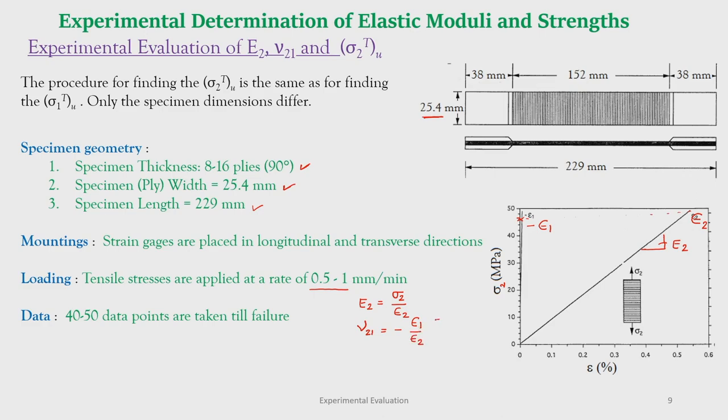I think we have defined the major and minor Poisson's ratio already, because in this case only sigma 2 is acting. And at failure, we also get the transverse tensile strength. Again, for a typical graphite epoxy lamina, say E2 is of the order of 10 gigapascal, nu 21 is roughly 0.017, and ultimate transverse tensile strength is of the order of 50 megapascal.